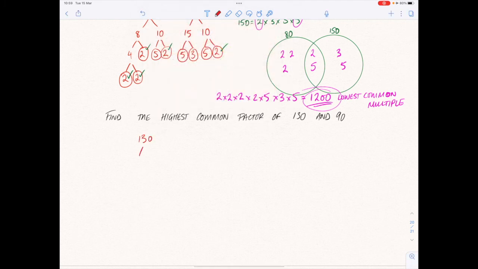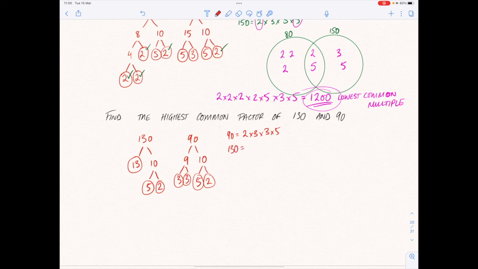So 130 breaks down to 13 and 10. 10 breaks down to 5 and 2. These are all primes. 90 breaks down to 9 and 10. 10 breaks down to 5 and 2. 9 breaks down to 3 and 3. So these are all my prime factors. So 90 is 2 times 3 times 3 times 5. 130 is 2 times 5 times 13.